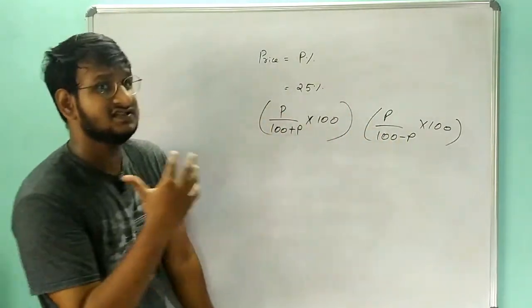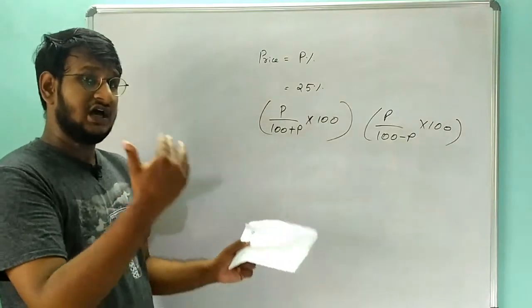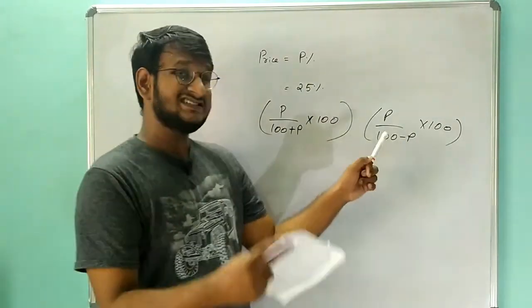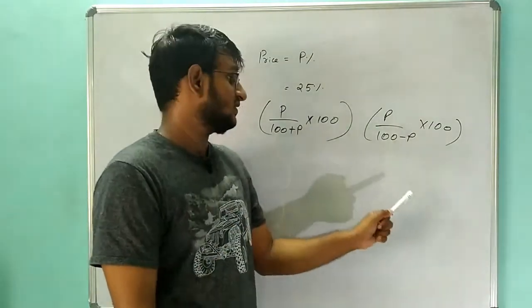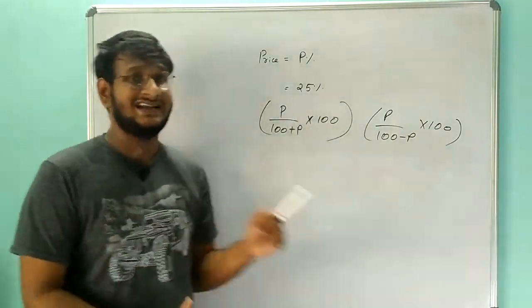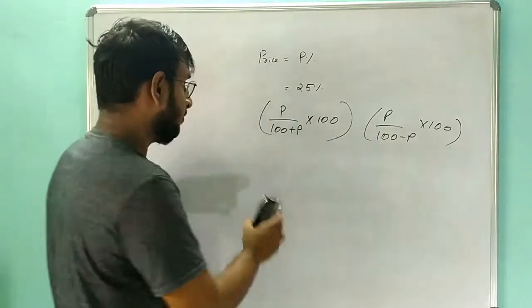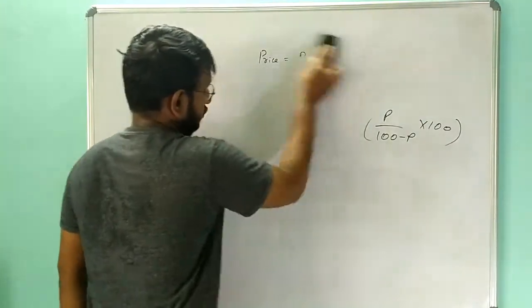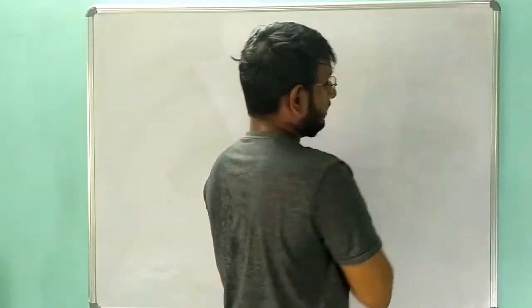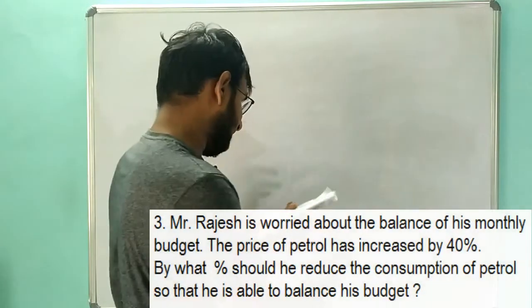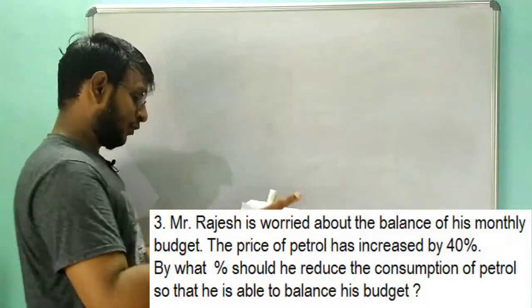Remember this: if the price increases and you have to reduce your consumption, use plus. If the price decreases and you have to increase your consumption, use minus: P divided by 100 minus P into 100. These are the two formulas you have to remember for price related problems. In case of price related percentage problems, you use these formulas to get the actual answers. I have picked two problems for you.